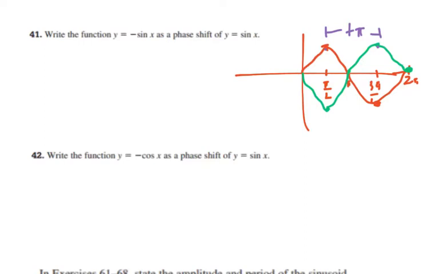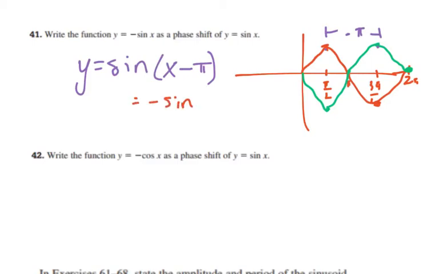Oh, so actually it should be minus pi, because any movement to the right or left is opposite of what you would think. So that means that we're going to do sine of x minus pi. So yeah, sine of x minus pi equals negative sine of x.